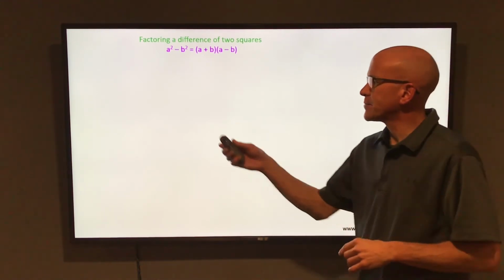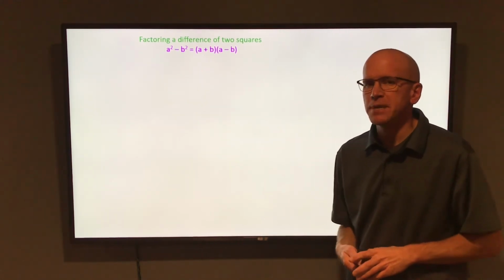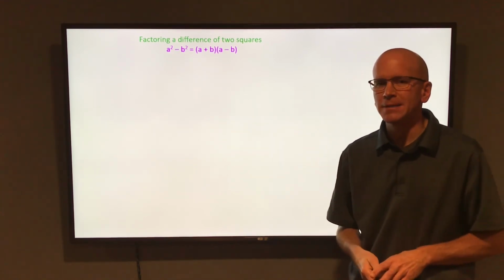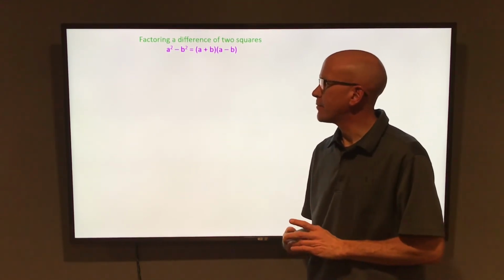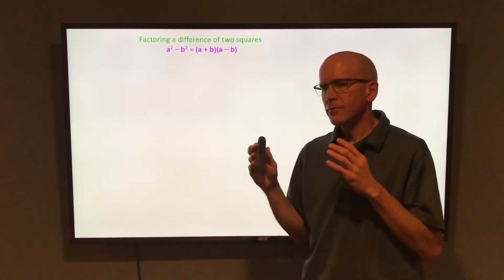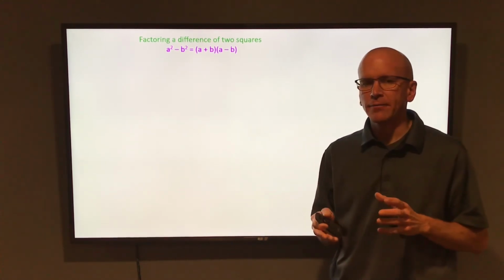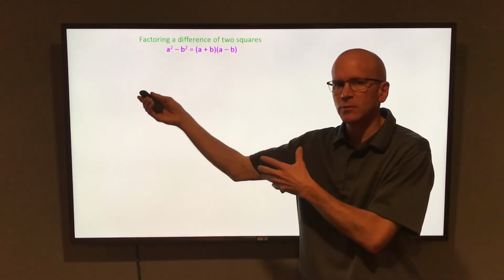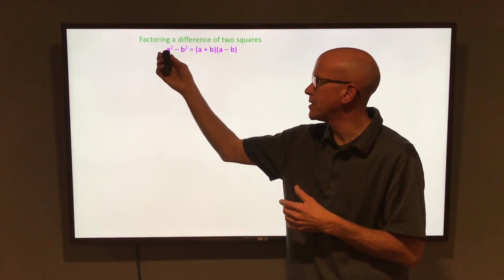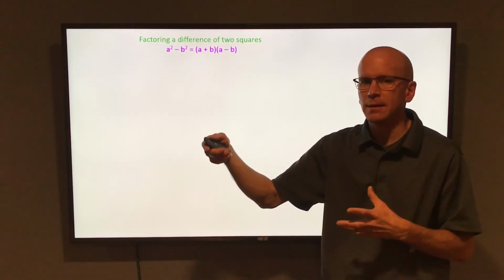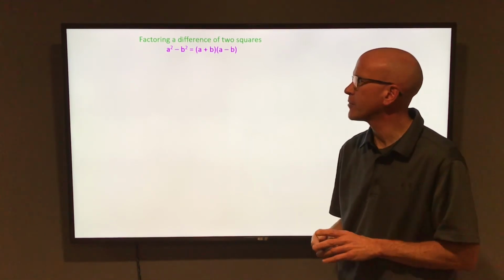Factoring a difference of two squares, a squared minus b squared. That is a difference of two squares. You have two perfect squares with a minus sign between them. That is a difference of two squares. One of the easiest things there is to factor. So first thing is to recognize you're looking at a difference of two squares. Difference means subtract. Squares means you have perfect squares on the end. So difference of two squares, you have a squared that's a perfect square, b squared is a perfect square. The minus sign between them means that is a difference of two squares.